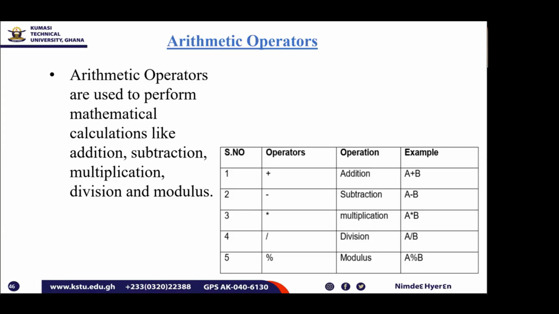Then we have modulus, which is basically finding the remainder after division. So we use the percentage sign, which is A modulus B. So these are the various operations that are performed under arithmetic operators.